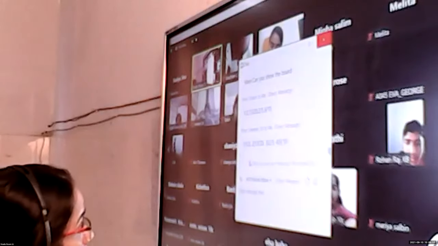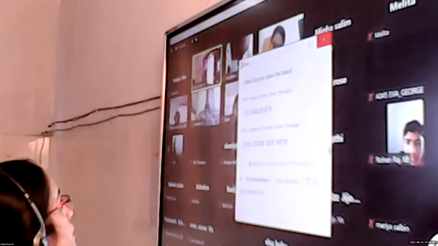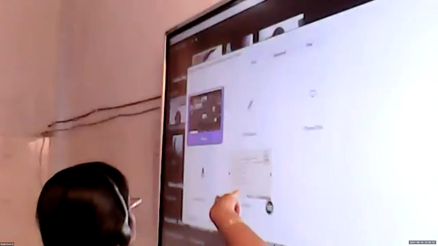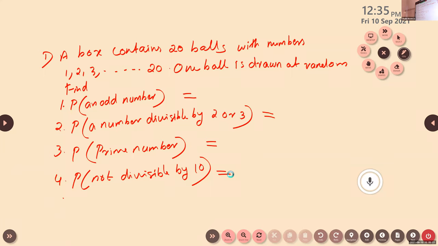Okay, Shania, Srihari. Correct. Ma'am, first you mention the word number and then find it. Shweta, first one, okay. Find the odd numbers, the number of odd numbers by total number.